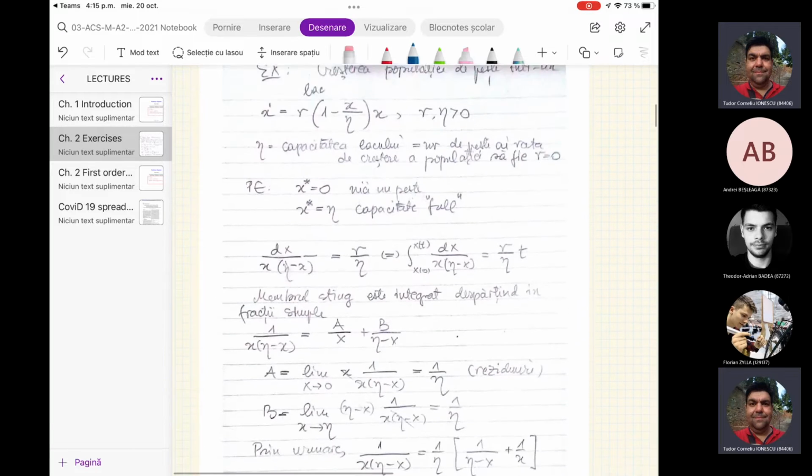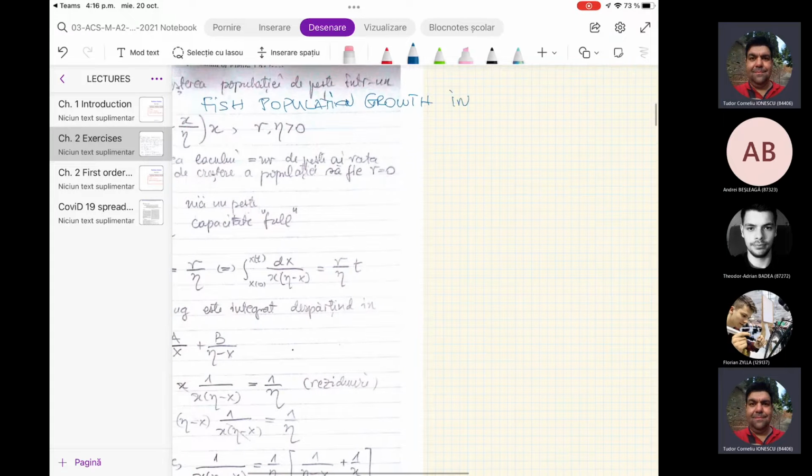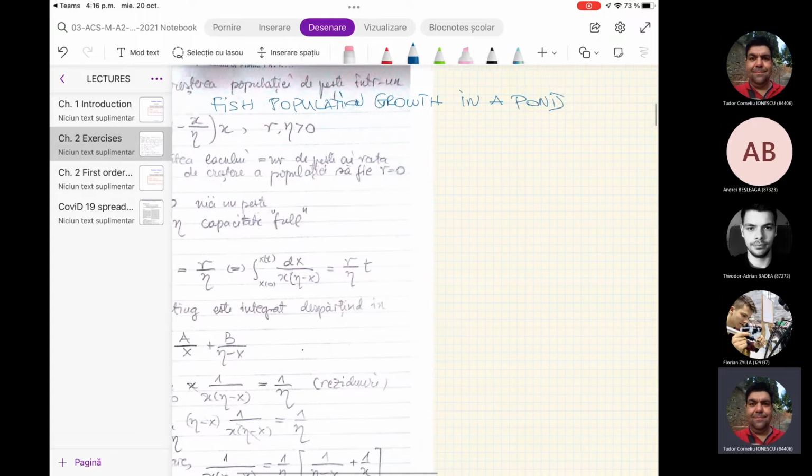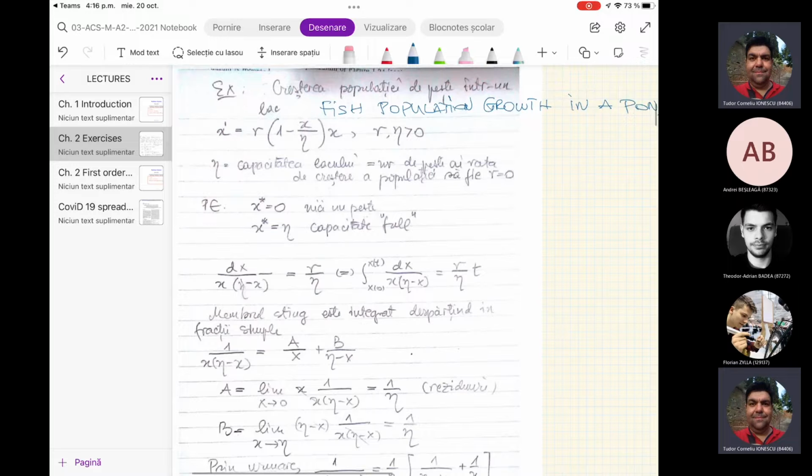But the second example, I would say, is more interesting. This is funny because this is the growth of fish population in a fish pond, or in a pond. Okay, you know what a pond is, a small lake. Okay, and usually ponds, just like lakes, can be natural or artificial. Well, never mind. And this is the equation, the scalar equation governing this.